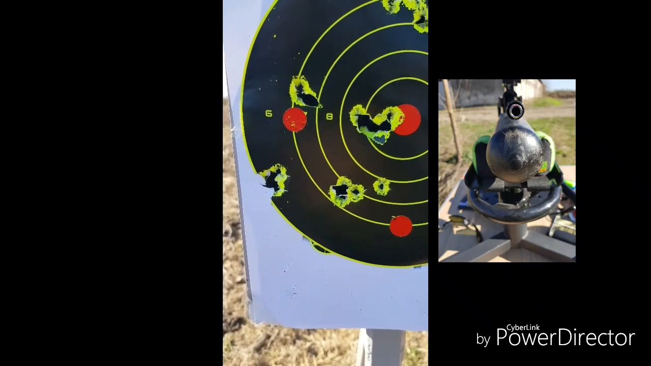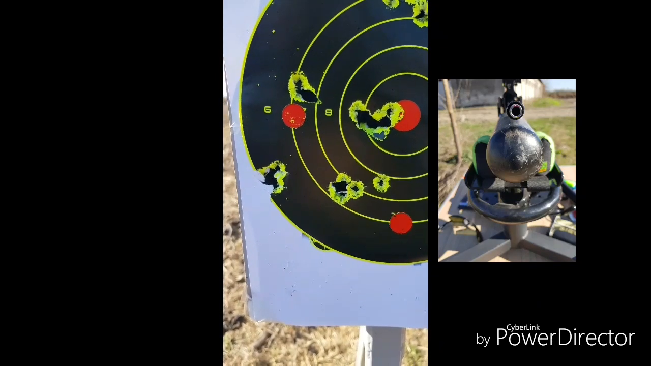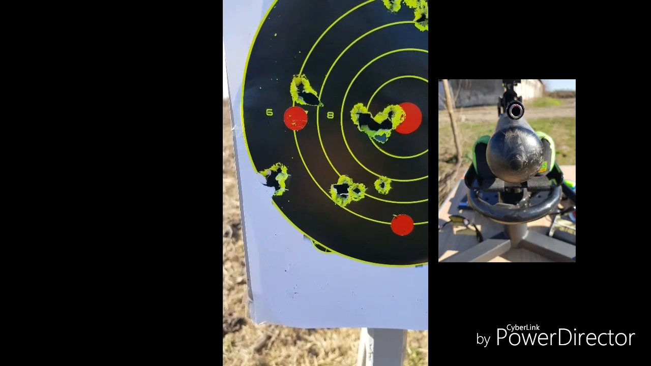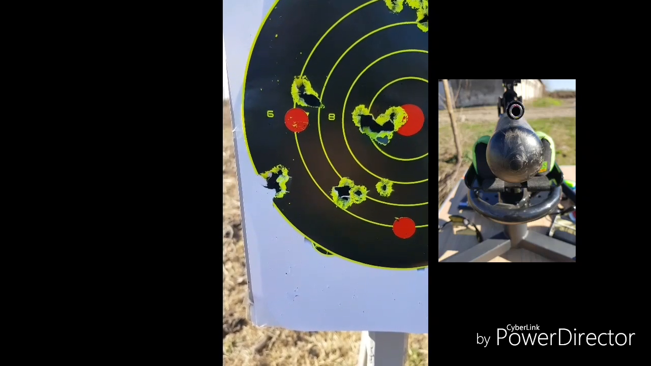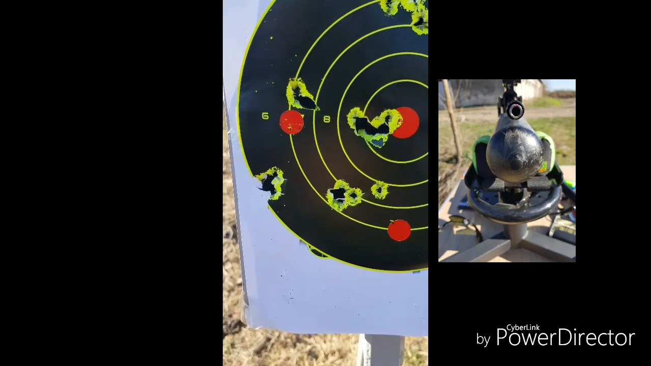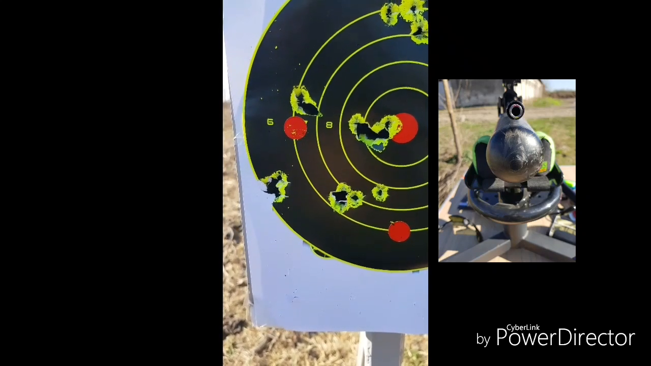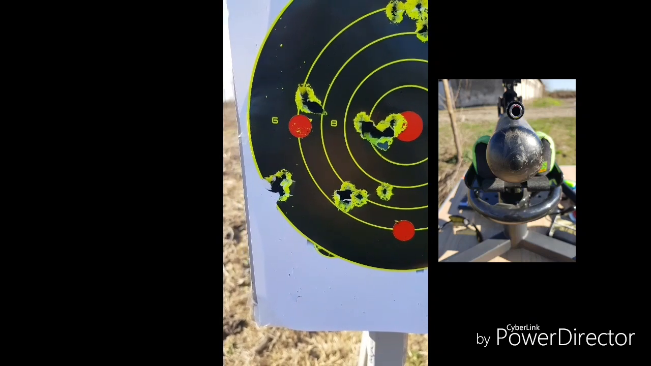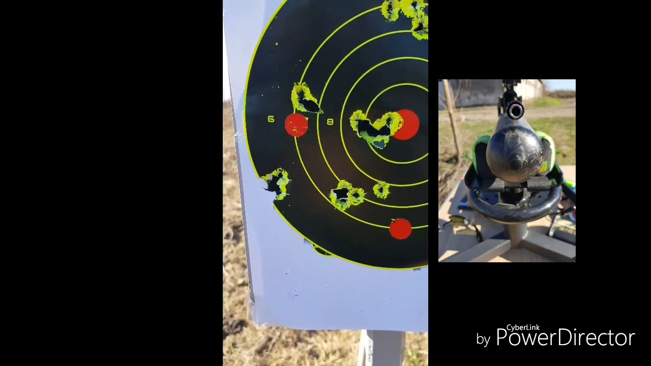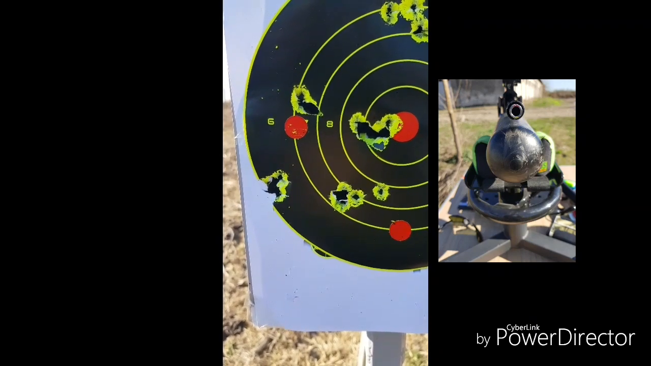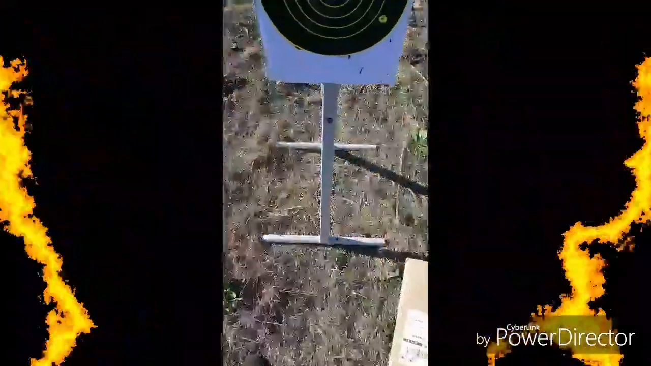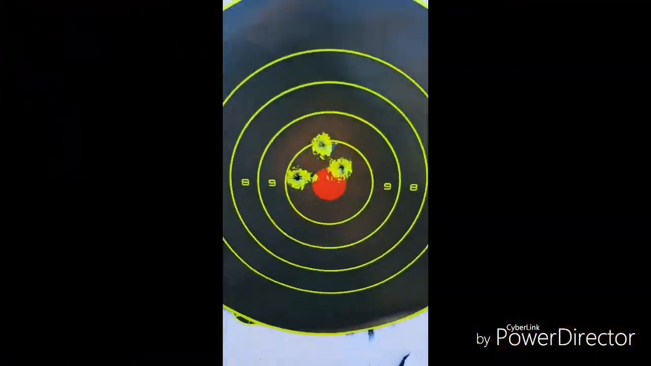Actually, the accuracy should be the best if the pellet flies straight. This way we can see that the pellet has a curve during the flight if you rotate the barrel. So we have to find the highest point, and this is the next thing that I'm going to try to do. So this is now a little bit of fine tuning.